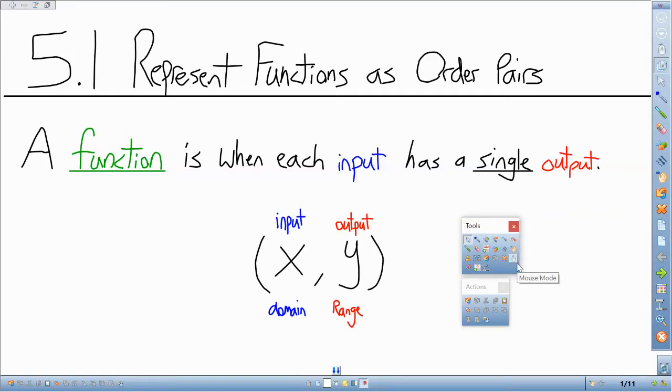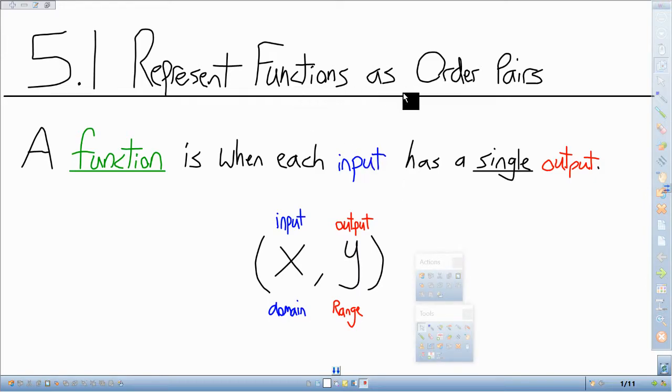Hey everybody. So we're getting into 5.1 today, representing functions as ordered pairs. Before I get into it, let's get the title and this first slide, and we'll see what's going on.